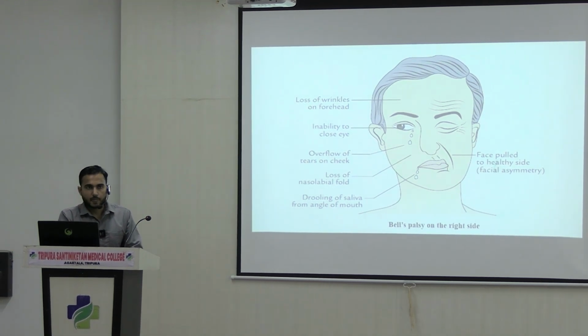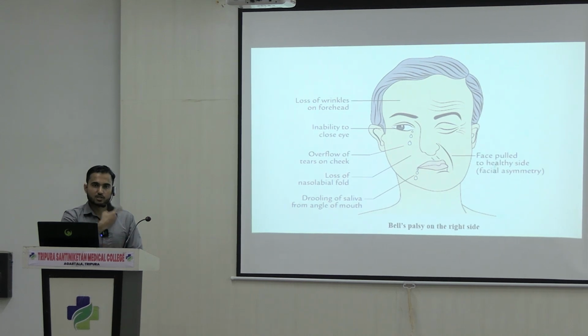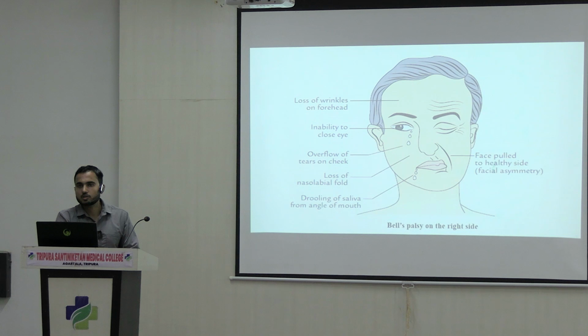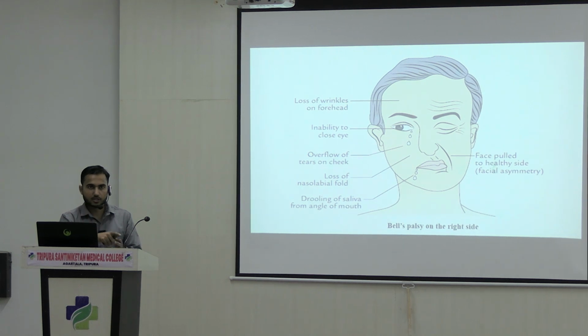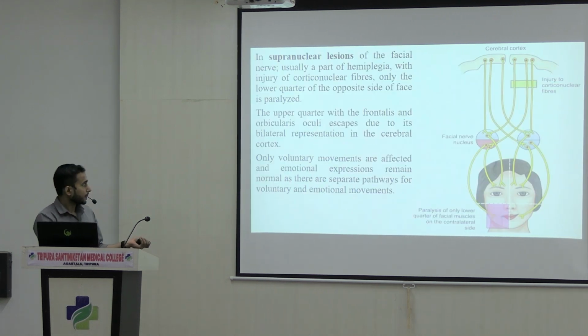That's why these are the phenomena, or you can say these are the characteristics which are seen in the Bell's palsy. Okay, now these particular features which I have mentioned are in lower motor neuron lesion. Okay, till now I have not explained what is lower motor neuron and upper motor neuron. That I am explaining now. That I will explain next.